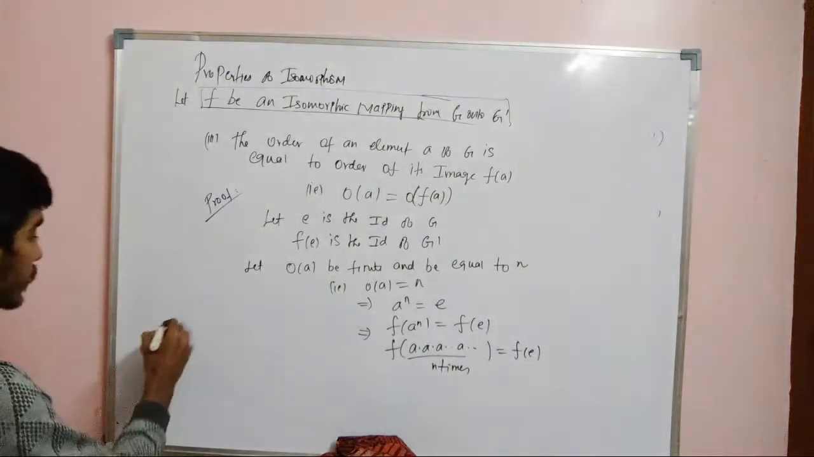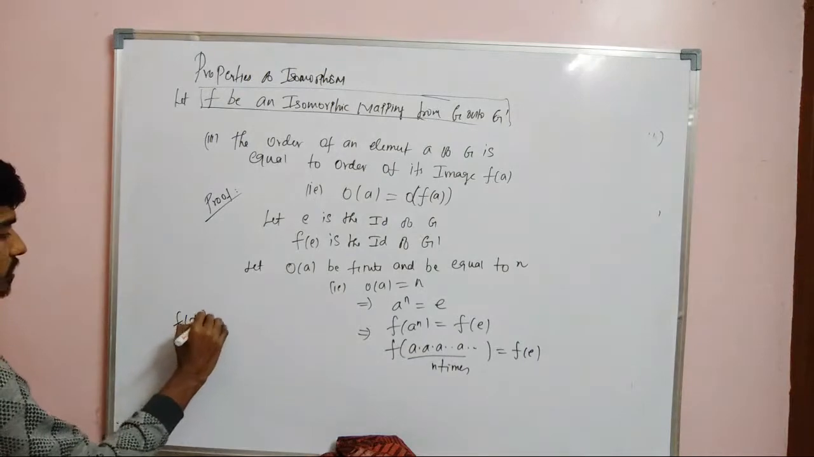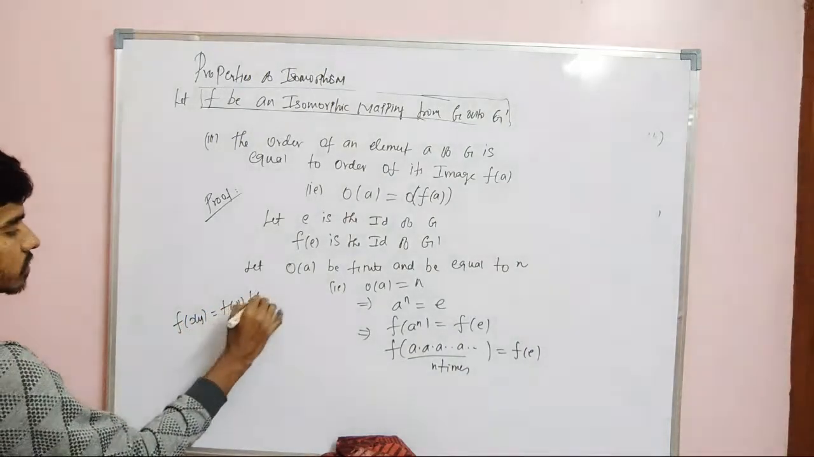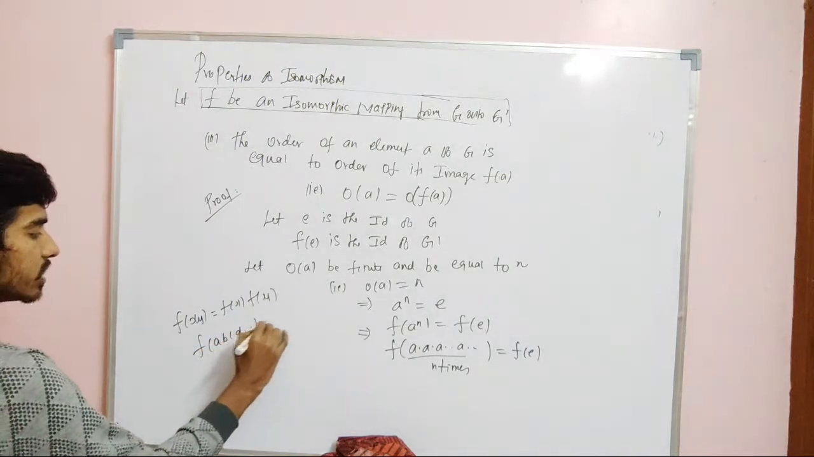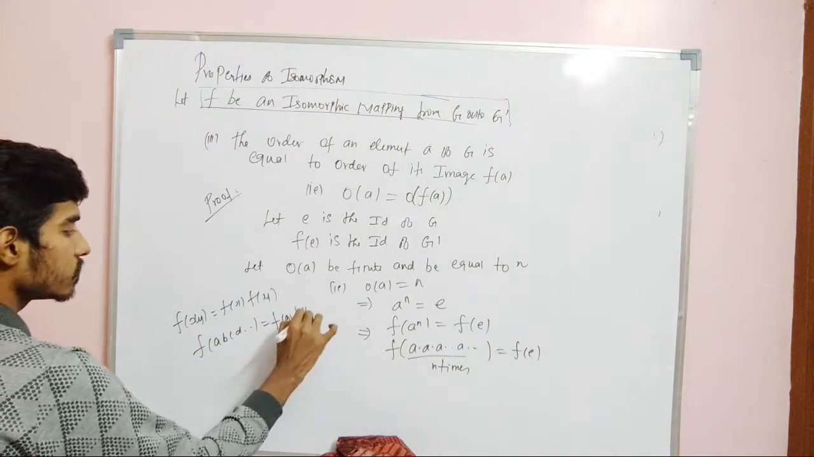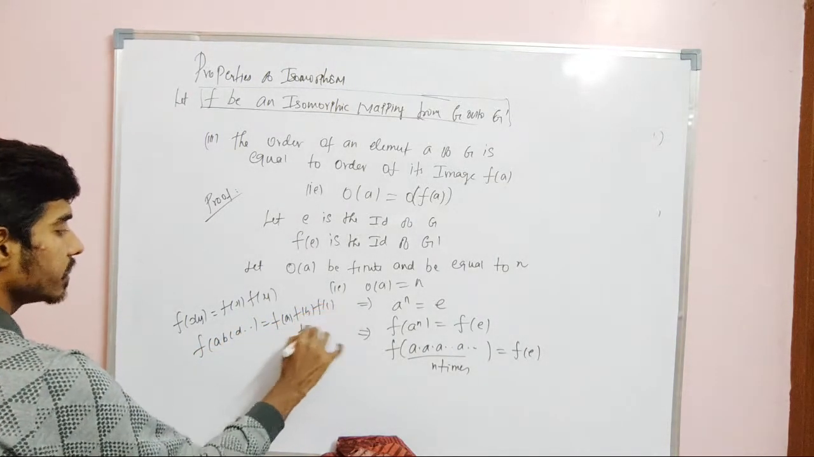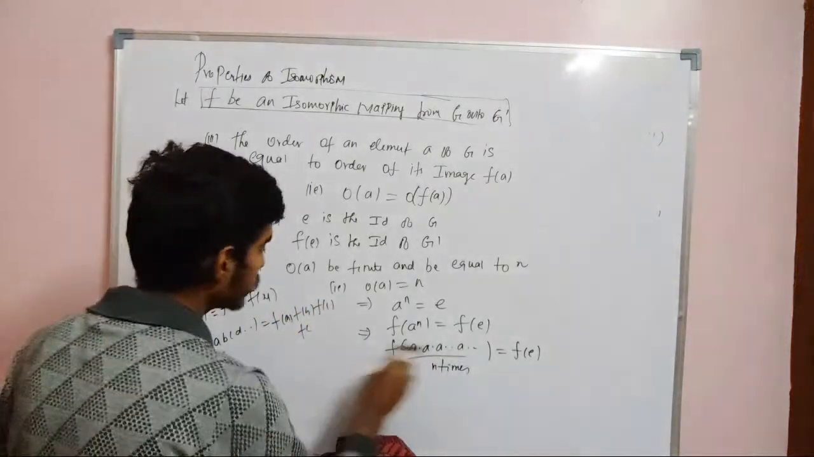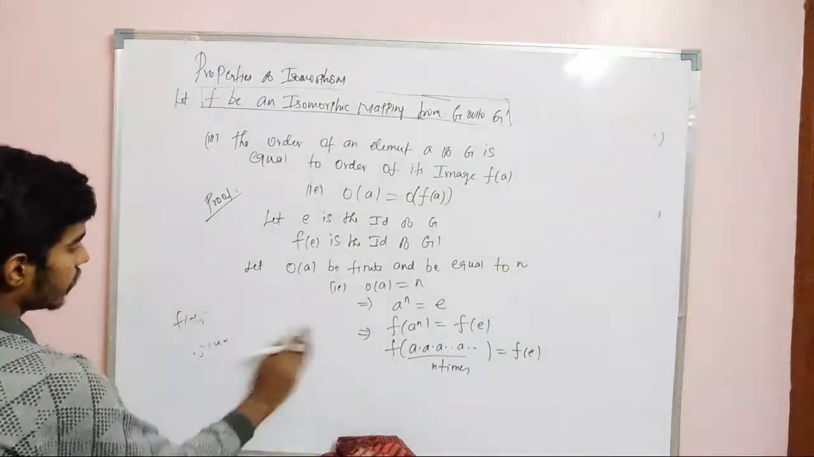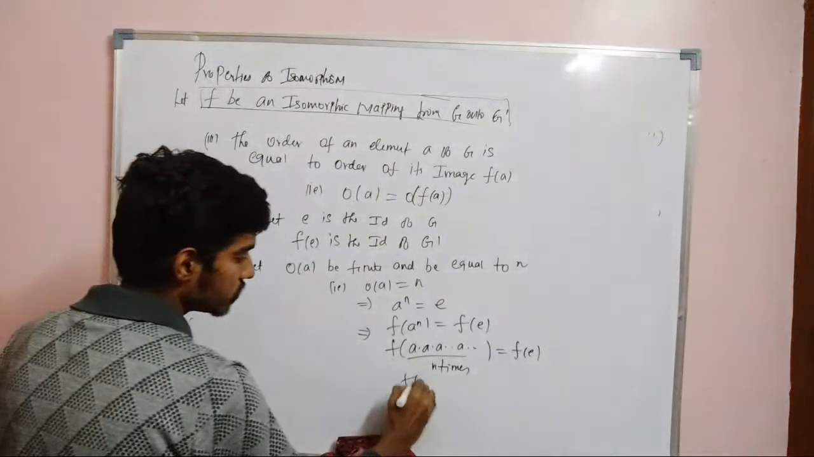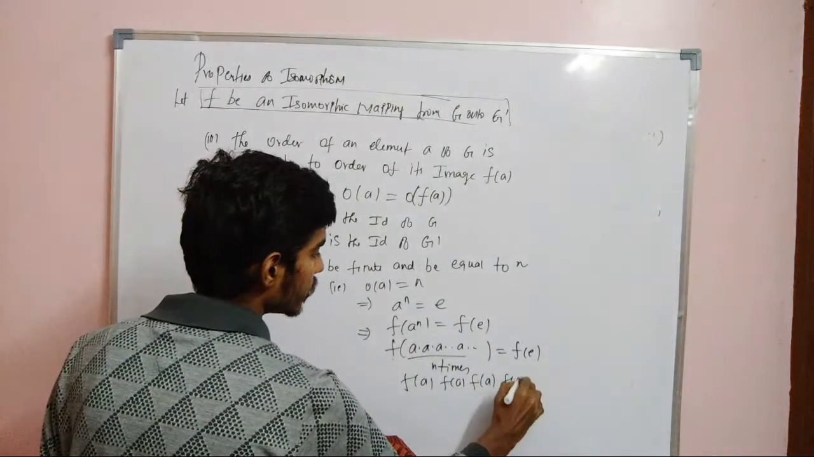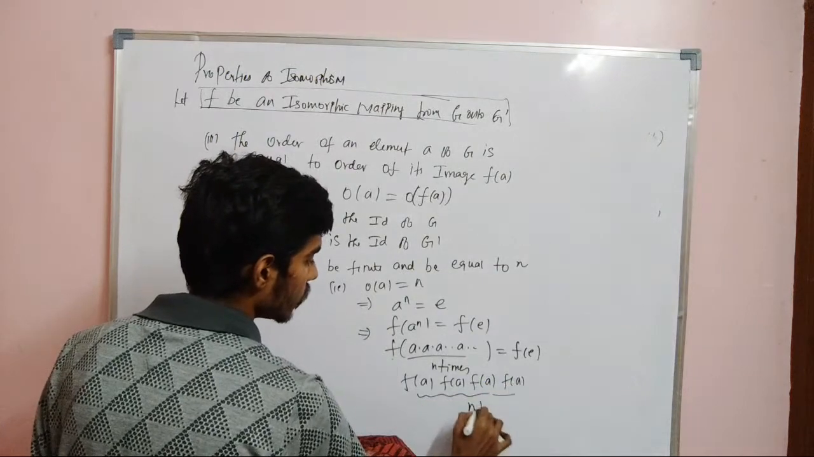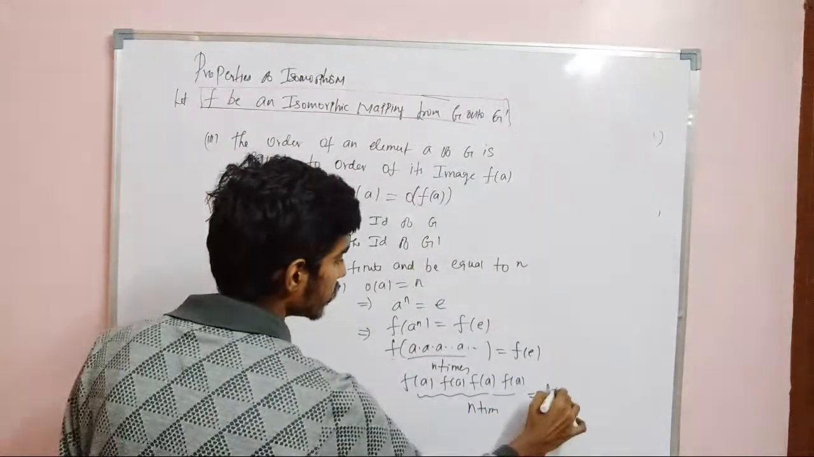And remember, if it is an isomorphism, it is not only true for two elements, it is true for n elements. f of a, b, c, d is the same as f of a, f of b, f of c, f of d. I can bring f inside, and again you can see this is an isomorphism. So I can bring f inside. So this is f of a, f of a, f of a, n times, is equal to f of e.